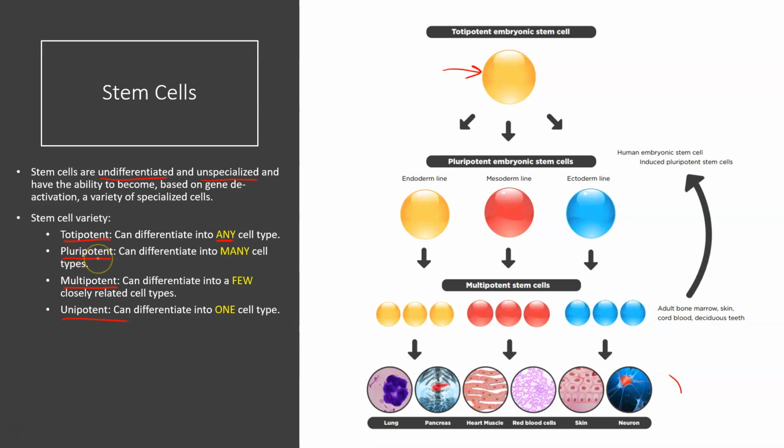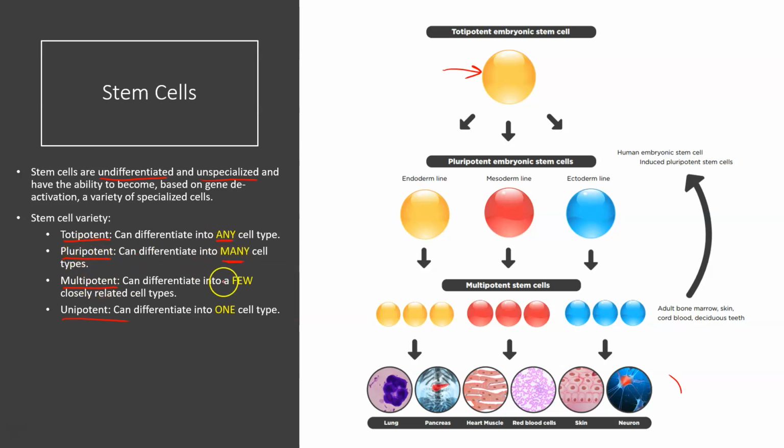Pluripotent is the next level. They can differentiate into many cell types. Okay, pluri, remember, is many. Toti is any. So totipotent can produce any cell type. Pluripotent can produce many cell types.